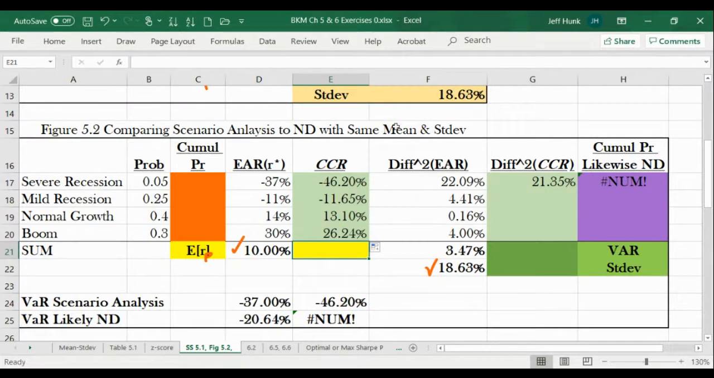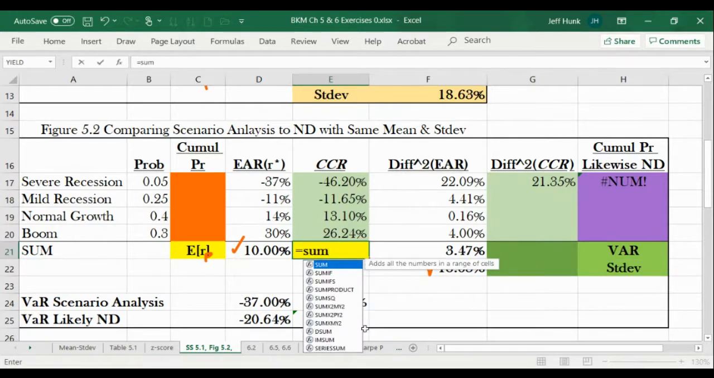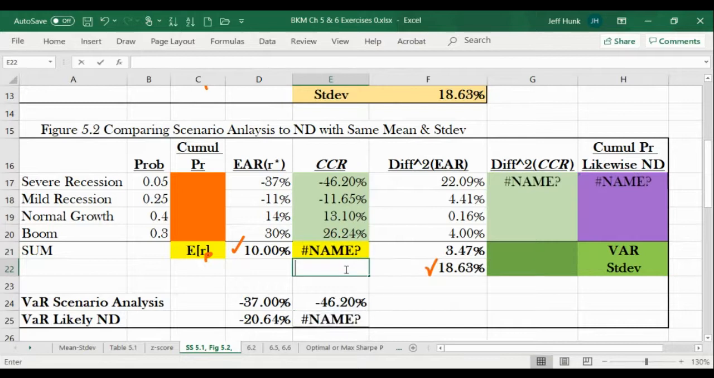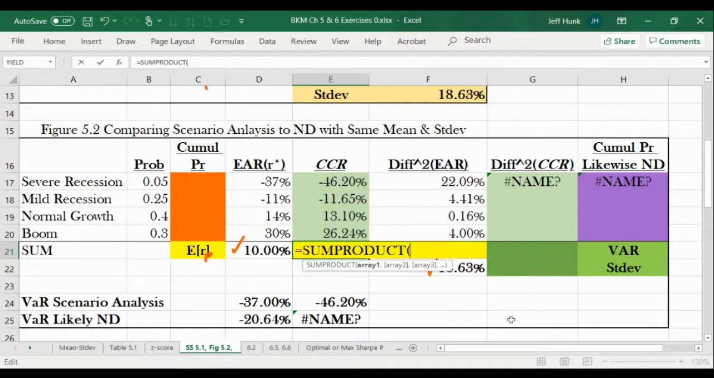To save some columns, I could add another column here and do it there, but because it's a repetitive process, it's going to be this column multiplied by this column. This times this plus this times this plus this times this. So we can take care of it in a single shot. It's called SUMPRODUCT, and literally the name says it all.